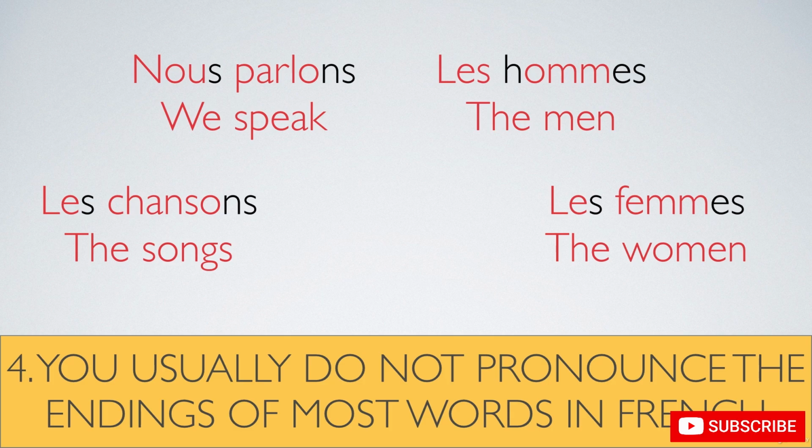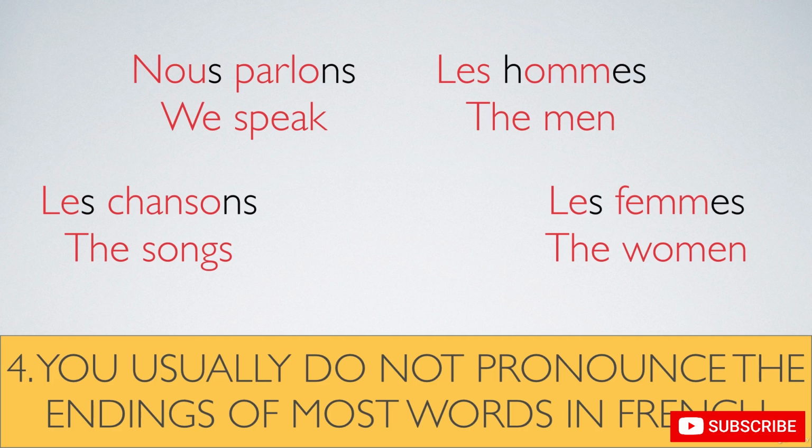Another aspect in French is that usually we don't pronounce the endings of most words. So here we have some French words and then their equivalents. Nous parlons, les chansons, les hommes, les femmes. You'll see that the S's are pretty much not pronounced at the end of the words, except for les hommes, where it makes a Z sound. Whereas in the English equivalents, we speak, the songs, the men, the women, all the letters are pronounced.